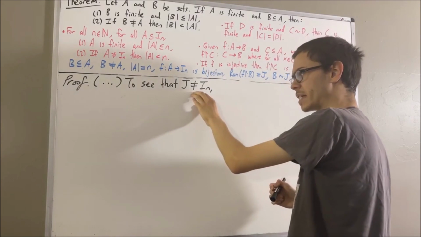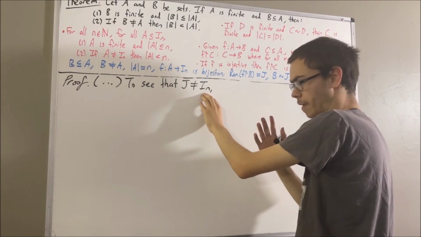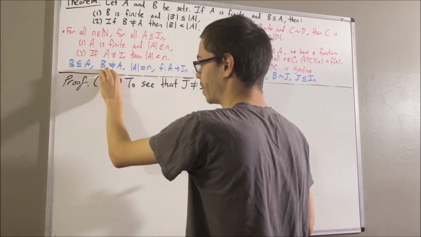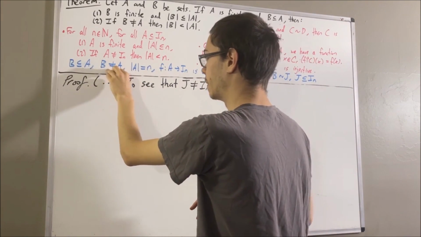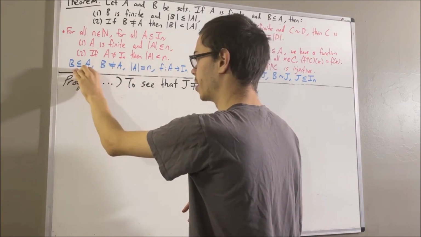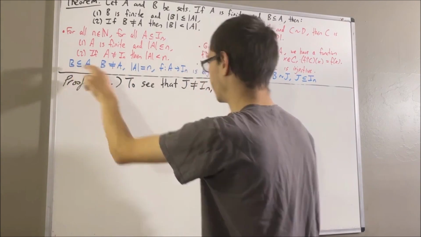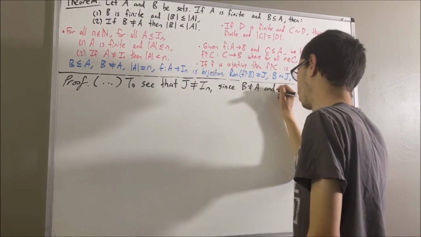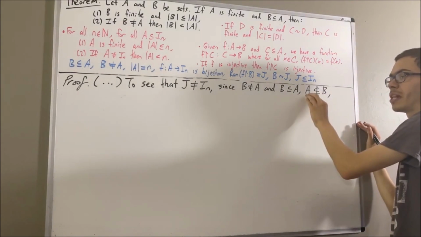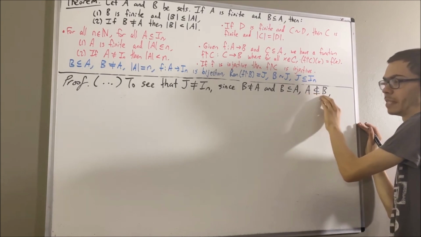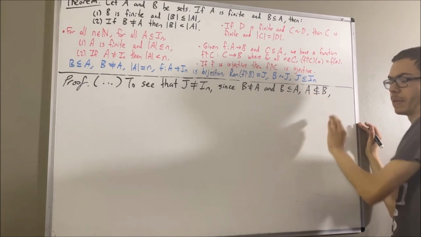Now, to see that j is not equal to In, let's use the fact that we're working under the case where b is not equal to a. Since b is not equal to a, but b is a subset of a, this means that a is not a subset of b. So, this means that there is some element in a that is not in b. I'll call that element p.